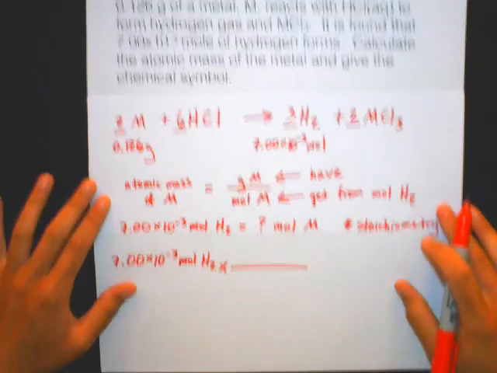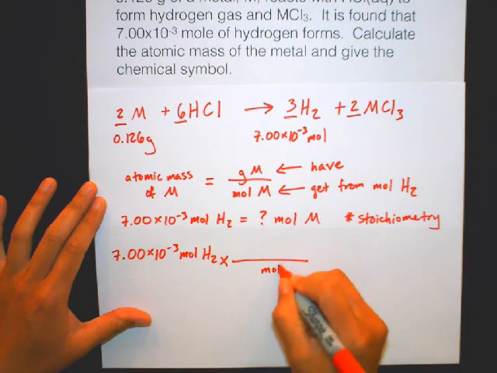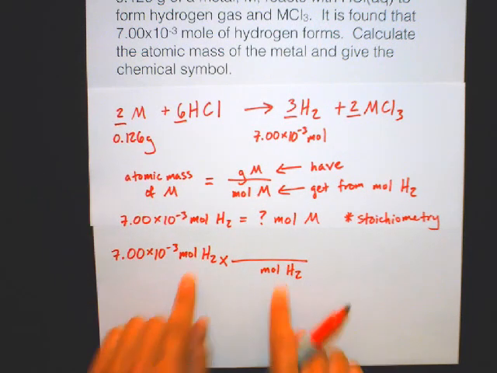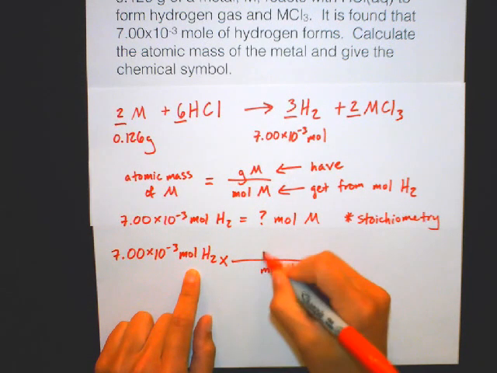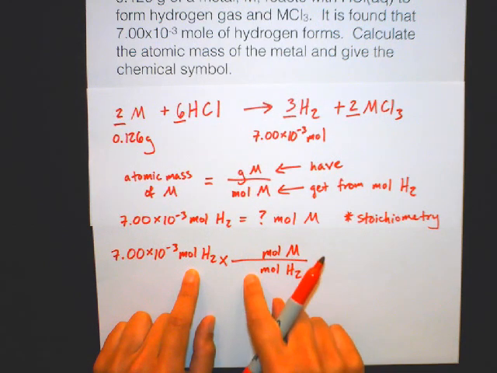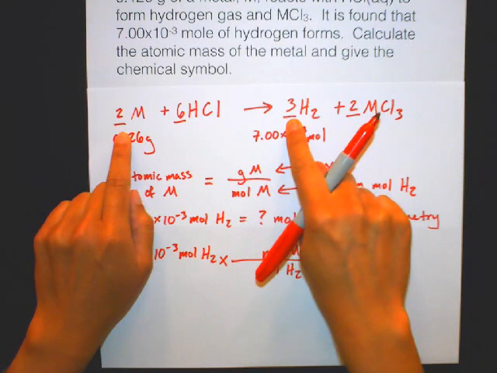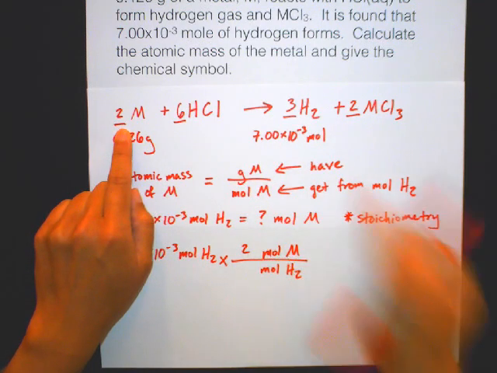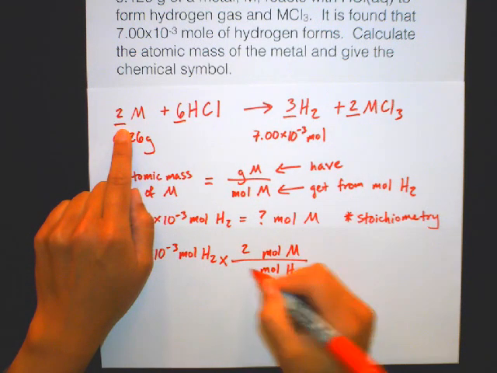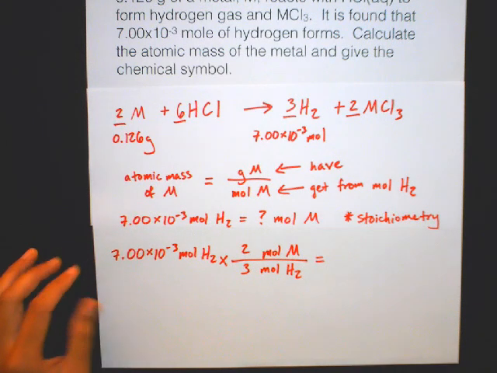Right, so we have moles of hydrogen. We need to convert that to moles of M. So moles of hydrogen needs to cancel. We want moles of M. And we get these numbers for the mole ratio from our balanced chemical equation. Right, so it's 2 moles of M and 3 moles of hydrogen.